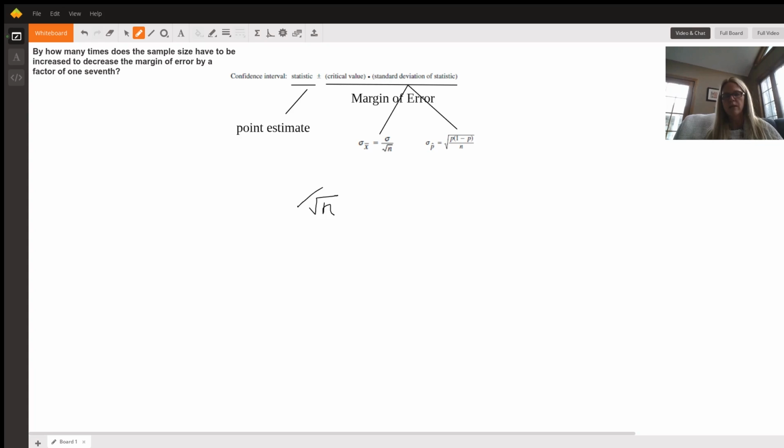size of what it originally was, we're going to need to take a sample that's not 7 times bigger, because then we would be dividing by a number that is the square root of 7 times what we originally divided by. We're going to need to divide by something that is the square root of 49, because the square root of 49 is 7. Therefore, we're going to need to take a sample that is 49 times greater in order for our margin of error to be 7 times smaller.